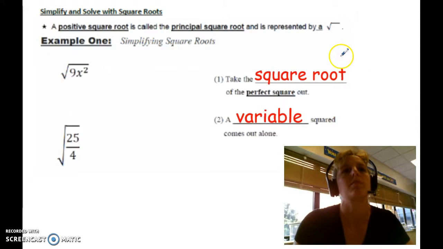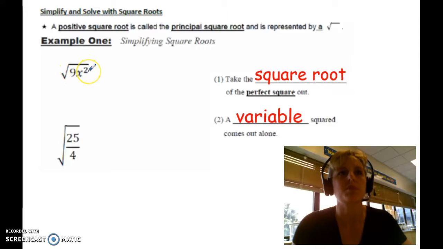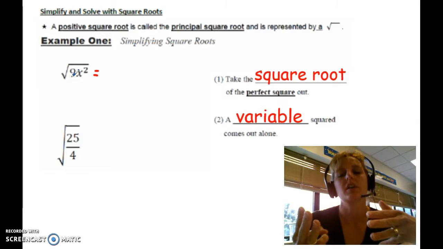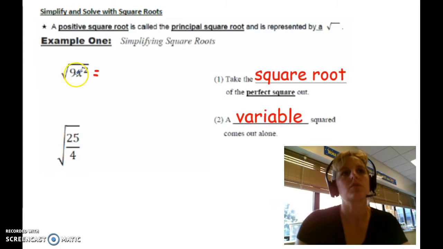So the first type of problem you're going to get is just a square root problem, possibly with some numbers and letters. So the deal is you go ahead and you take the square root of the number part. We know when you square root 9, you're looking for what number times itself equals 9. So of course it's 3. 3 times 3 is 9. So that's why we get 3 for the number part of it.